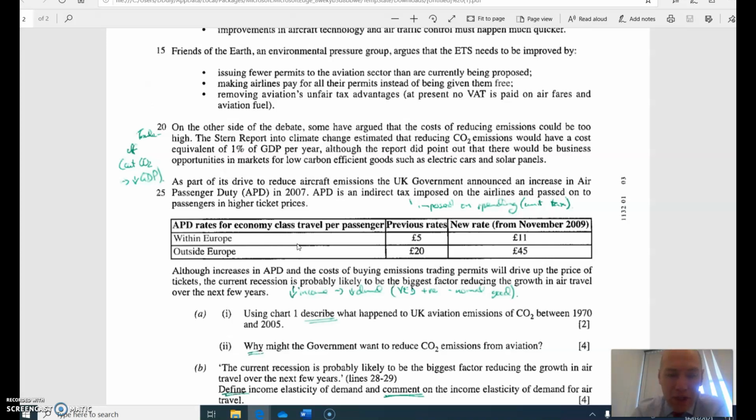If you cut emissions, it might lead to a fall in GDP, although the report did point out that there would be business opportunities in markets for low carbon efficient goods such as electric cars, solar panels, and so on.